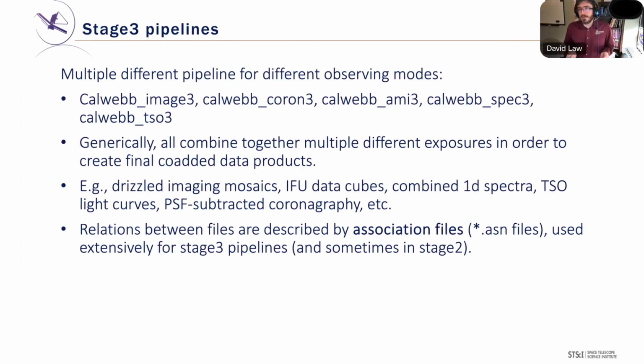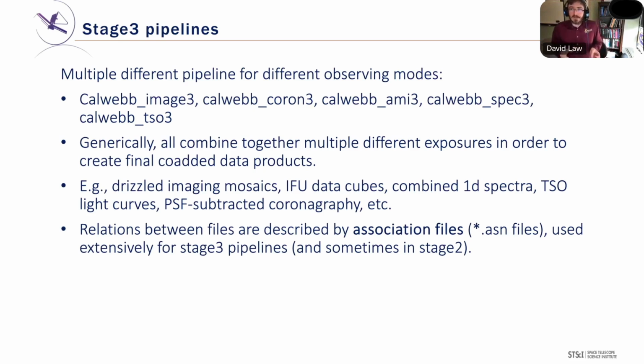But the idea behind all of these is very similar. The idea is here you start to combine together multiple different exposures in order to create some final science quality data output. So if you've dithered around your observations on a given source, for instance, here's where you co-add all of that data together, you rectify it to some common frame, and you produce the output files that we're used to working with to do our various different science analyses. So this might be drizzled imaging mosaics, it might be IFU data cubes, it might be time series observation light curves, or PSF subtracted coronagraphic observations, etc.